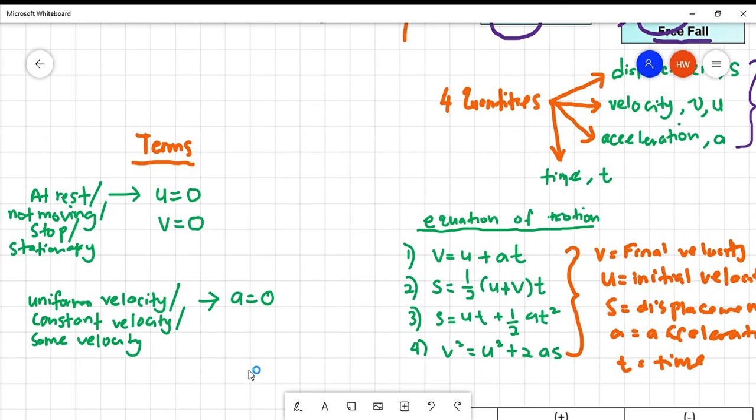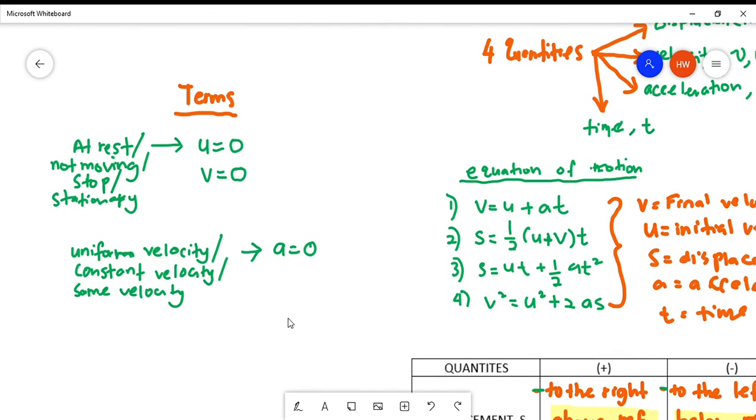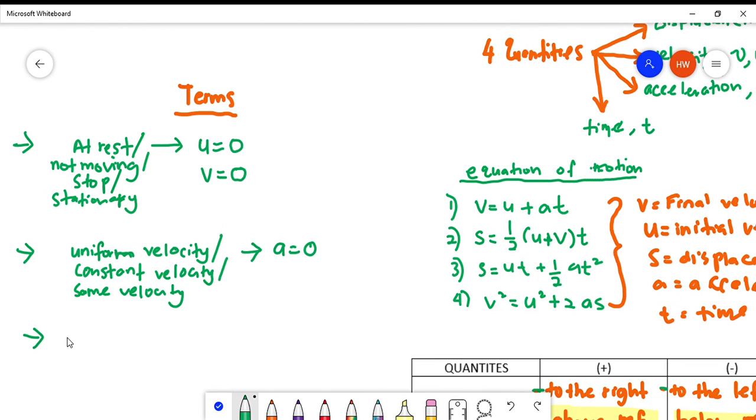Nanti bila awak nampak, biasa student yang jenis tak cautious, very careless kan. So dia akan nampak perkataan uniform ni, dia pantang nampak uniform. Dia akan terus tulis A equal to 0. Okay, but you need to look at what is the uniform. Uniform apa? Okay, kalau dia tulis uniform acceleration, this one is different.